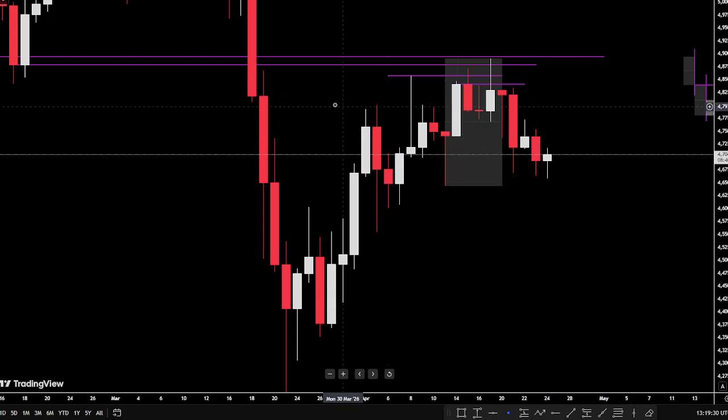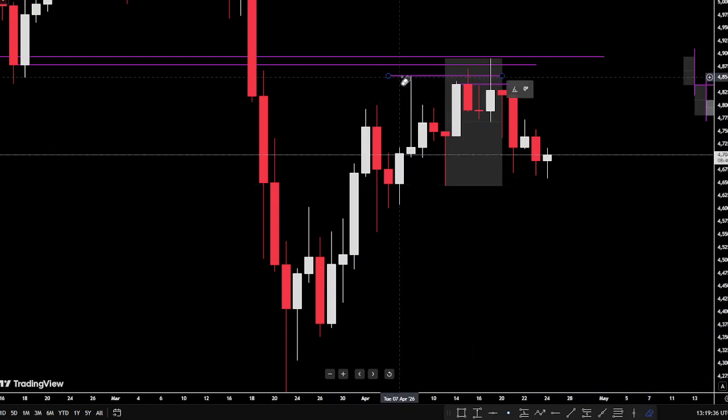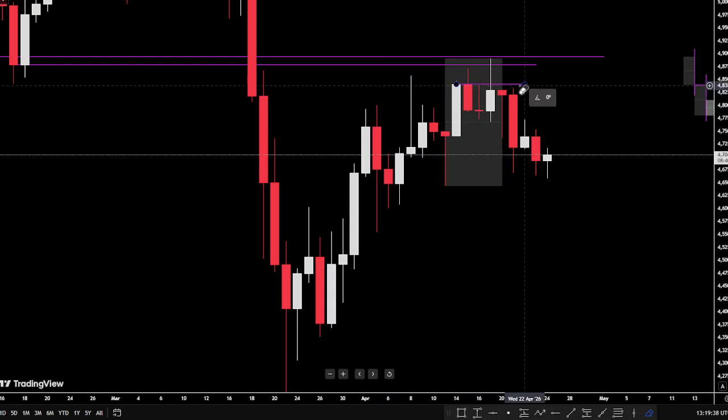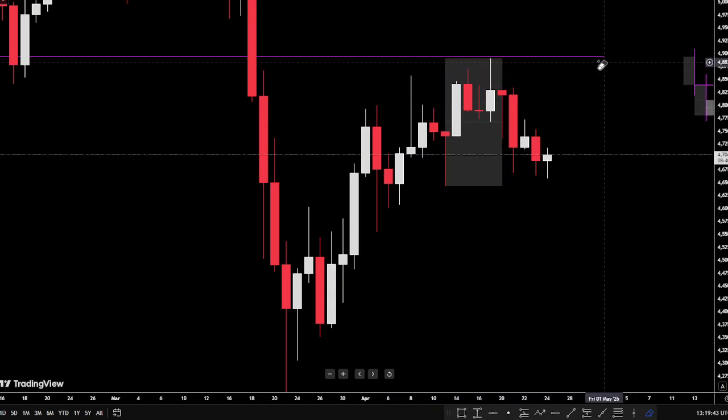Okay, so just for the sake of a cleaner chart, I will take out some lines. So I'm removing this one. I'll take out this one. I'll take out this one. So I'm leaving only the monthly and weekly key level. Okay. All right.